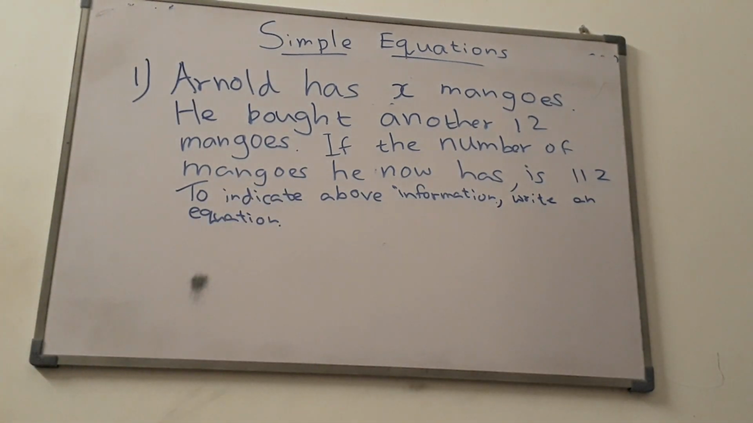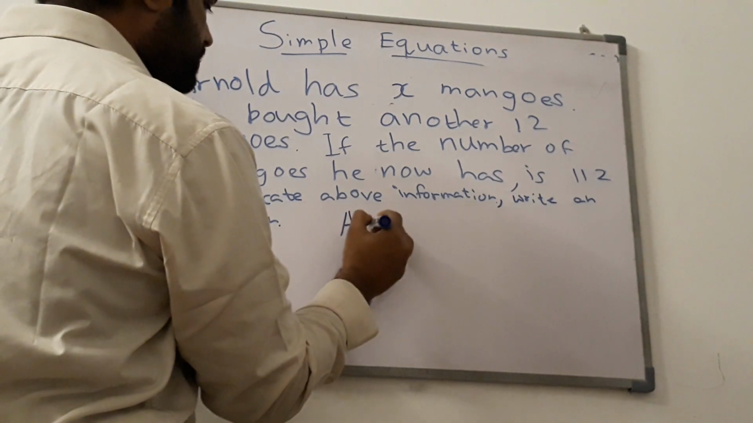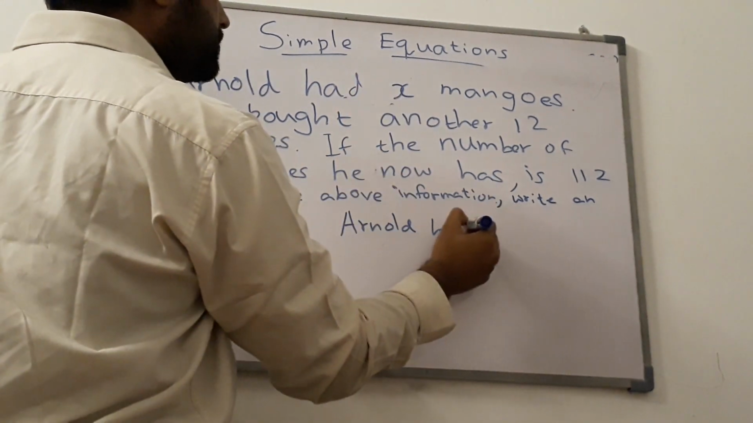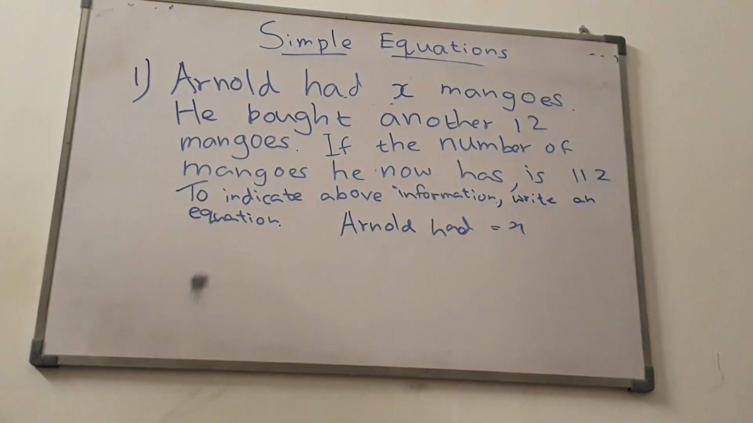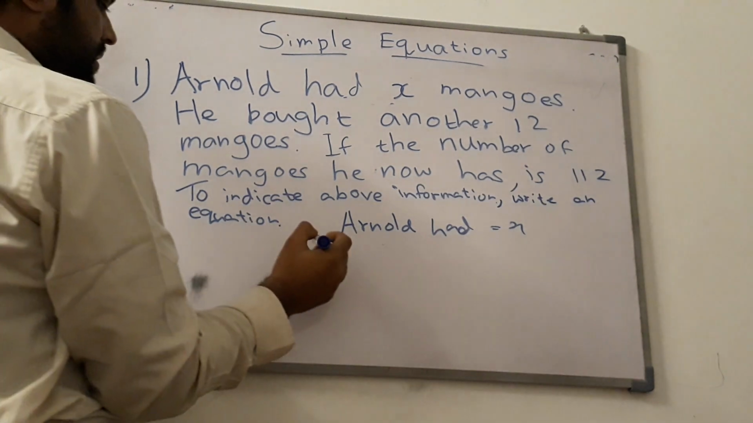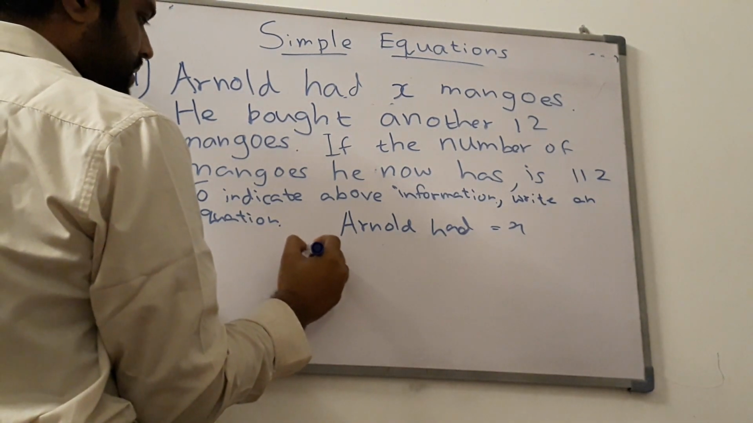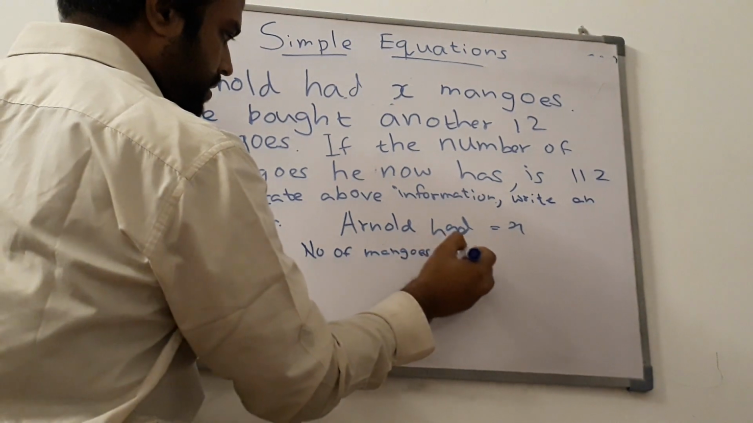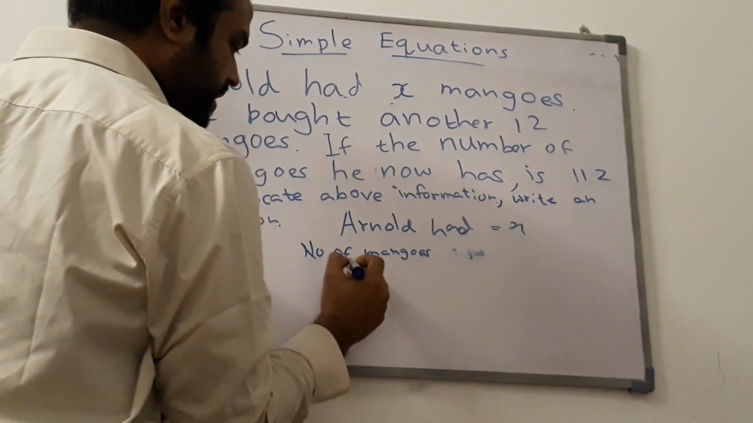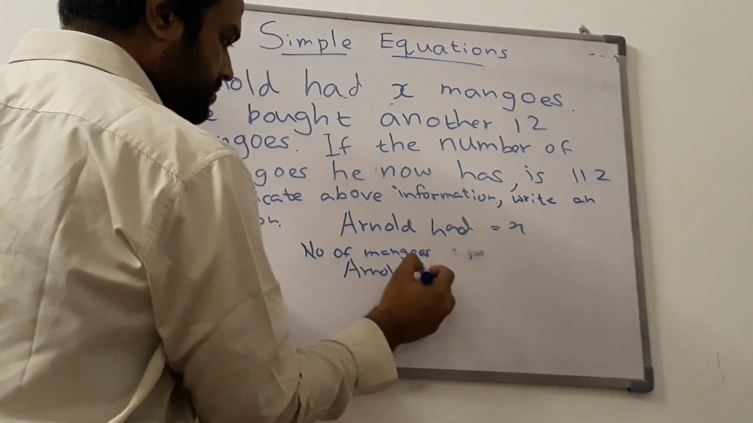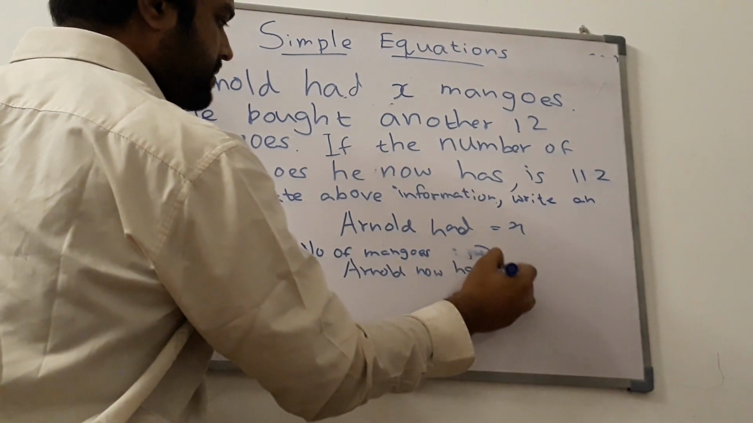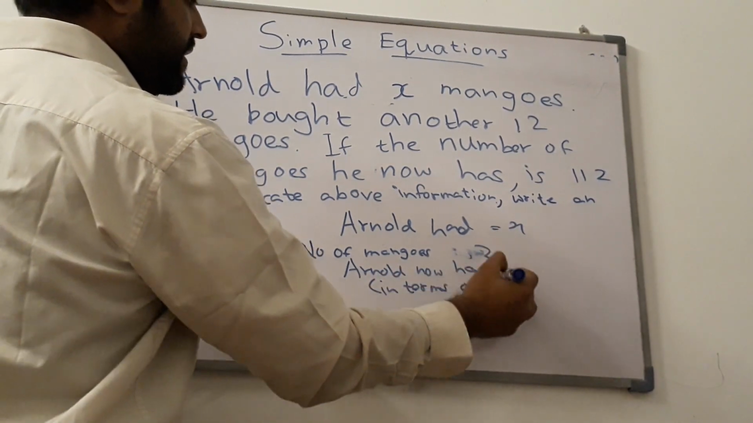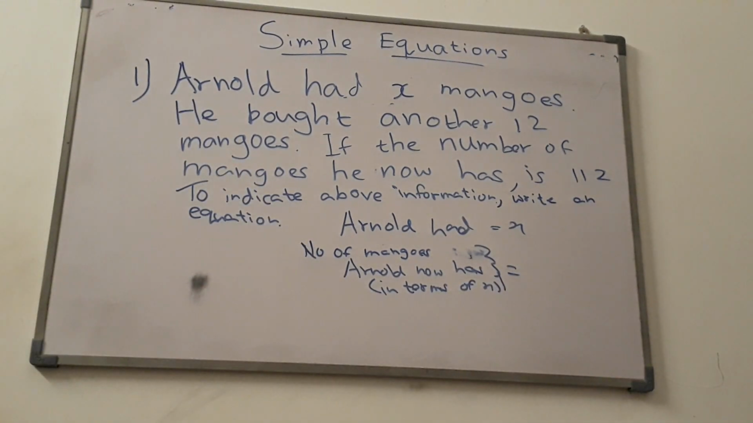Okay. Arnold had X mangoes. Okay. The number of mangoes Arnold has now, in terms of X. Okay, now we know Arnold has X mangoes.